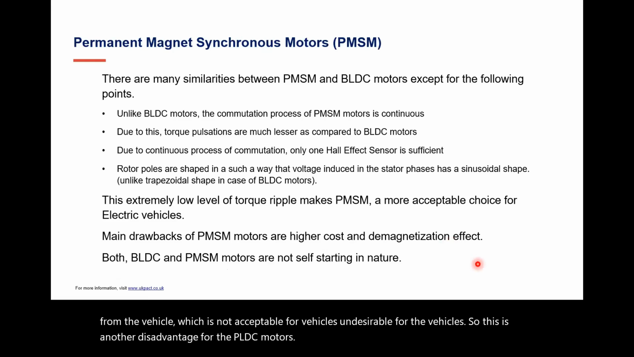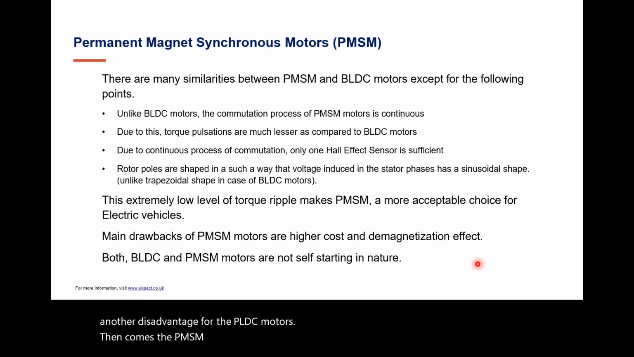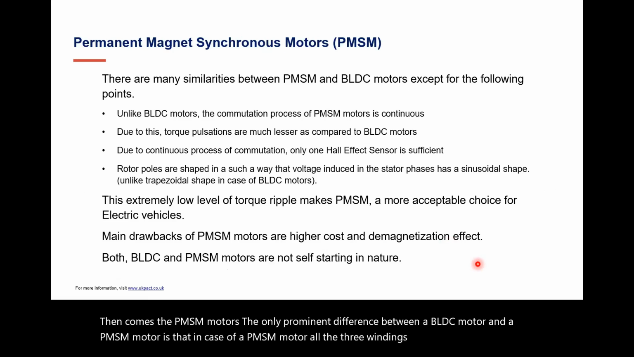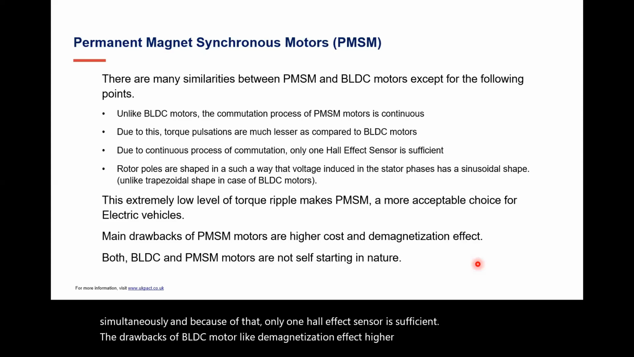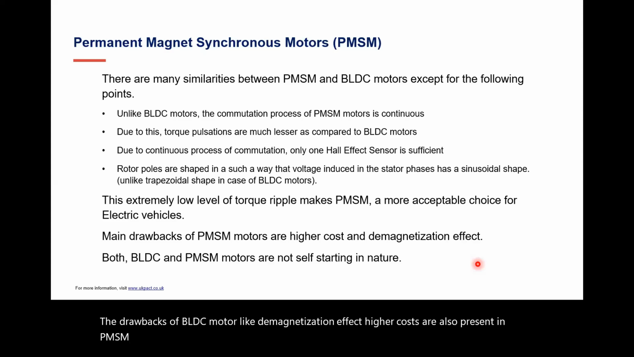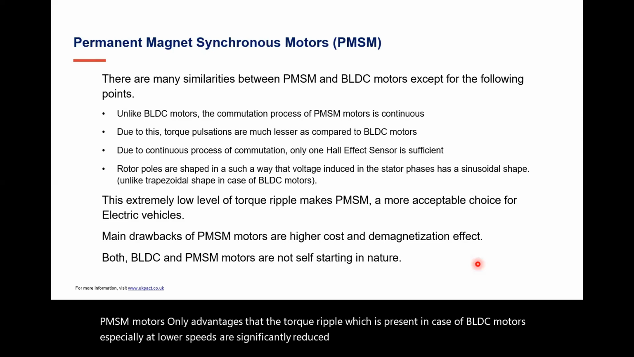Then comes the PMSM motors. The only prominent difference between a BLDC motor and a PMSM motor is that in case of a PMSM motor, all the three windings of the motor are switched simultaneously, and because of that, only one Hall effect sensor is sufficient. The drawbacks of BLDC motor, like demagnetization effect and higher cost, are also present in PMSM motors. The only advantage is that the torque ripple which is present in BLDC motors, especially at lower speeds, is significantly reduced, which makes PMSM motors a more acceptable choice for vehicles.